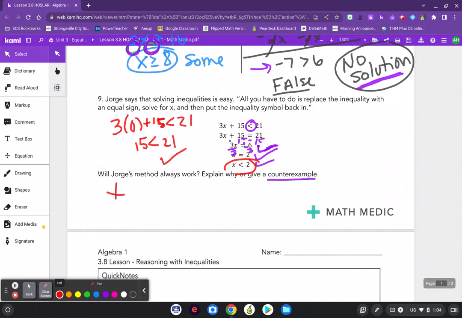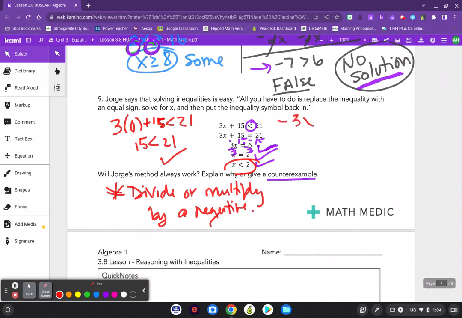However, what if you have to divide or multiply by a negative? Remember, we have to flip the sign. And so if this originally said -3x plus 15 is less than 21, and I go through the same process of solving, right? I subtract the 15. So if I do the equal sign like they did, subtract the 15, I get 6.